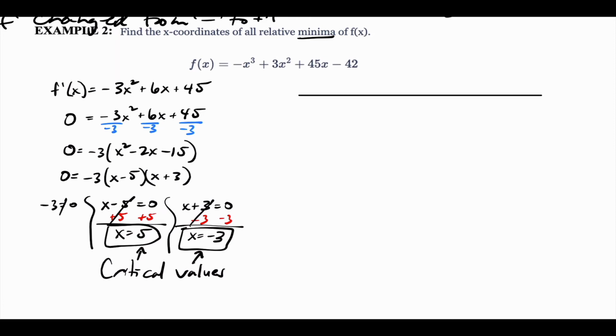Okay, so we go to the first derivative test to determine whether one of them is a minimum, two of them are minima, or none of them. Okay, so we got -3, +5, 0 is probably right about there.